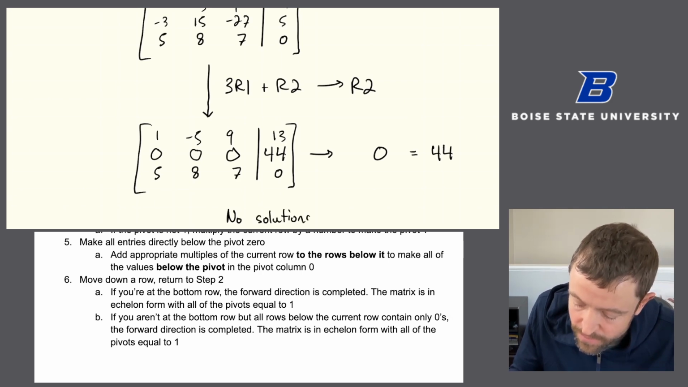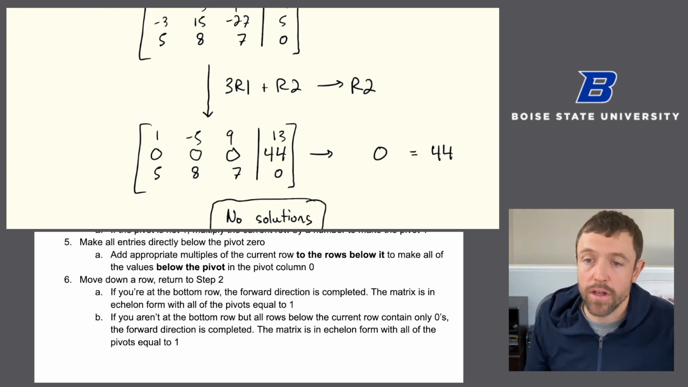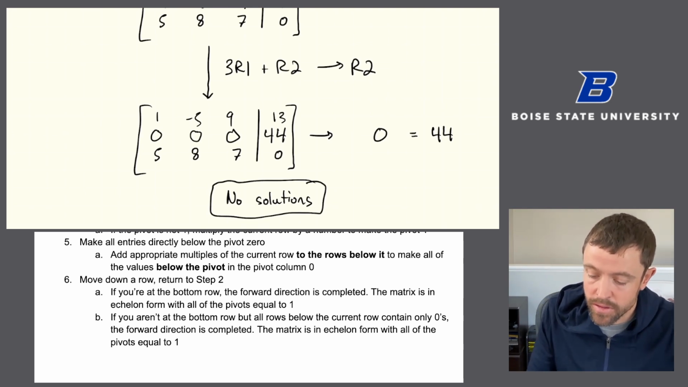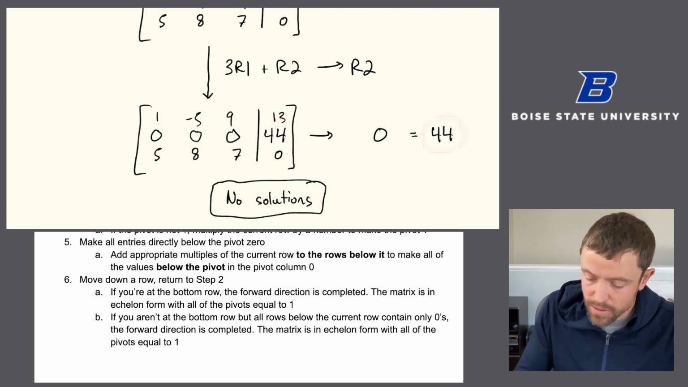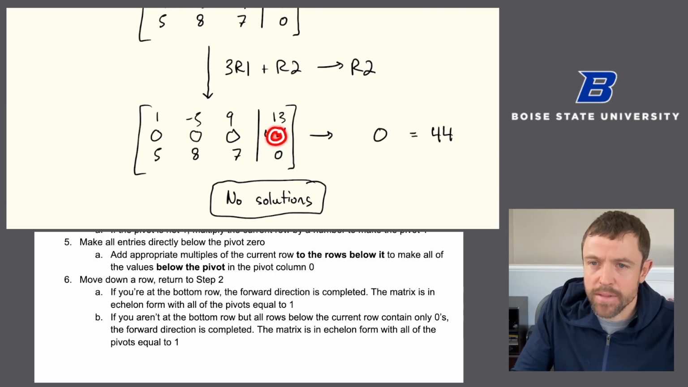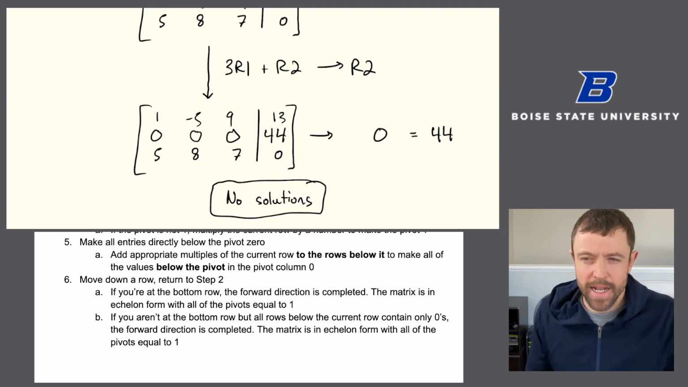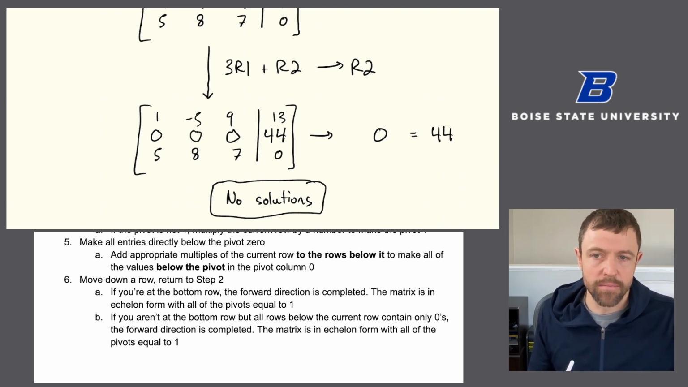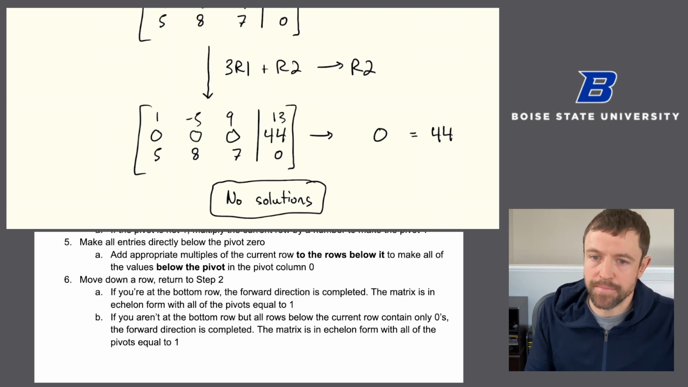I don't have to complete the process of reducing this to reduced row echelon form when I already know from this line that there are no solutions. And remember, the issue is the 44, right? If this were a 0 here, that would be fine. That would be saying that 0 equals 0, which is true. And that's saying, in some sense, maybe our equations were redundant. Multiple equations together were saying the same thing as another equation.